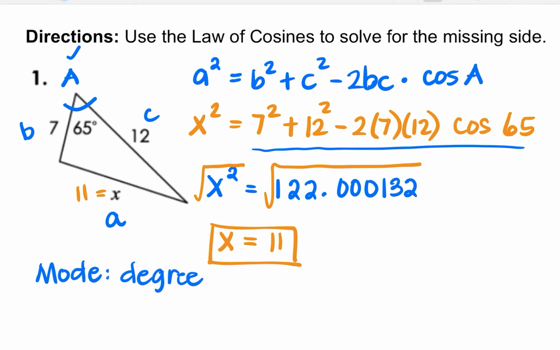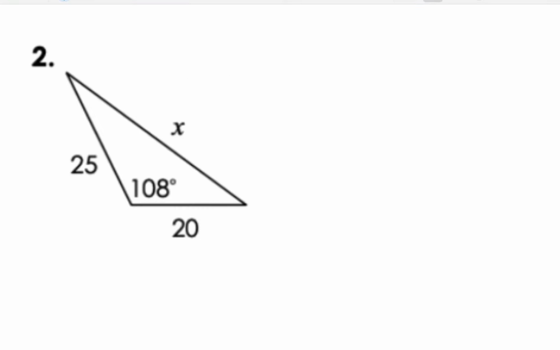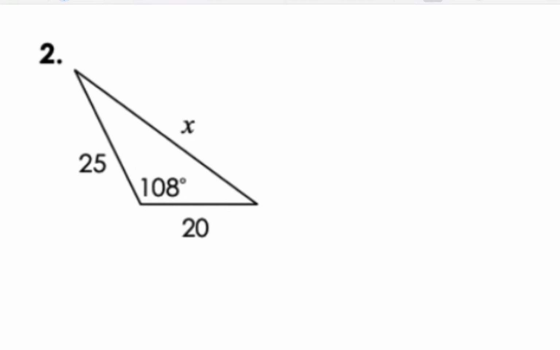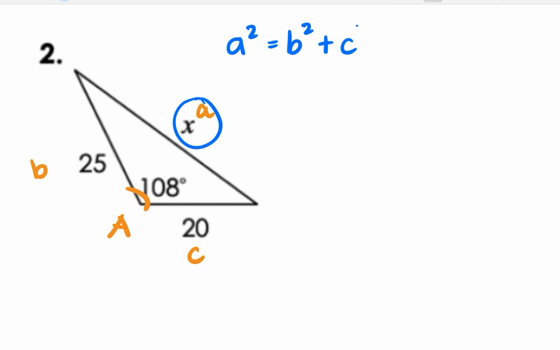Let's try another problem. All right, first we're going to label the given. We have this angle, I'll make that my angle A. Opposite is going to be my little a. The other two are B and C. So I'll make this my B and this would be my C. Again, the formula for finding when A is missing is a squared equals b squared plus c squared minus 2bc times cosine A.